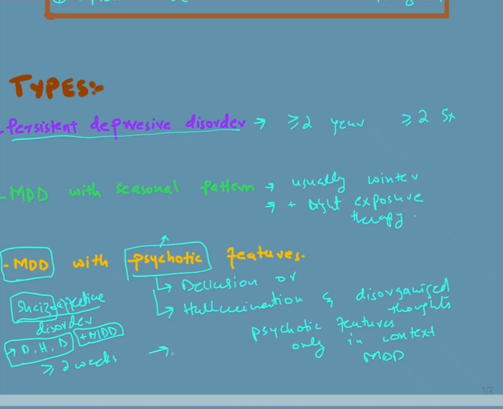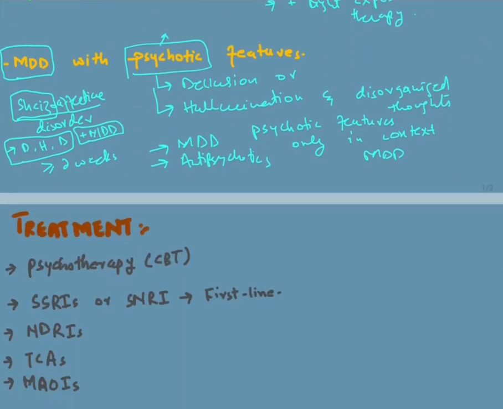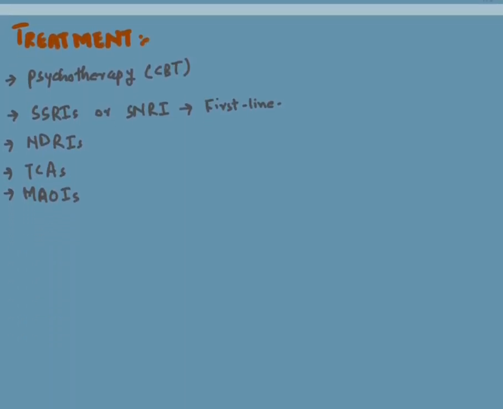So for the treatment, you can give the same major depressive disorder treatment for major depression with psychotic features, plus you can give antipsychotics. Okay. So these were the types of major depressive disorder. Then coming down to the treatment.